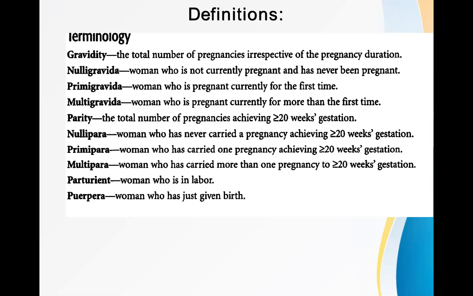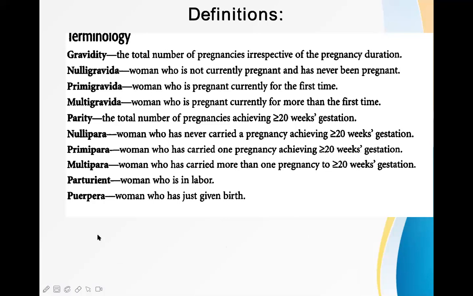Similarly, nullipara. Nulli means nil. A woman who has never carried a pregnancy to more than 20 weeks gestation. Quite easy understanding. Primipara: primi is first. A woman who has carried one pregnancy achieving more than 20 weeks gestation is primipara. Multipara means multiple times she has carried pregnancy to more than 20 weeks gestation.